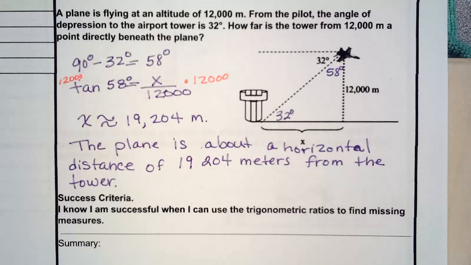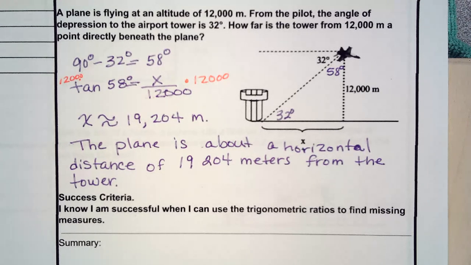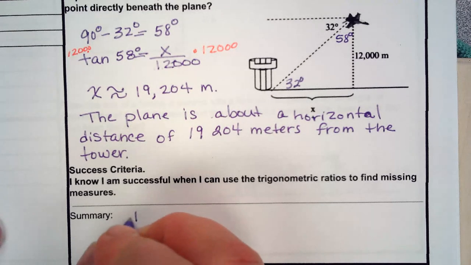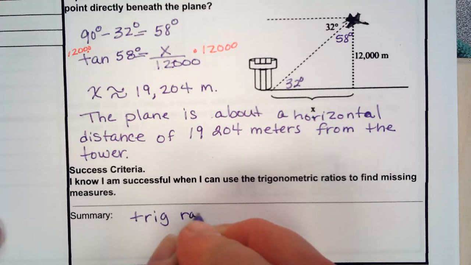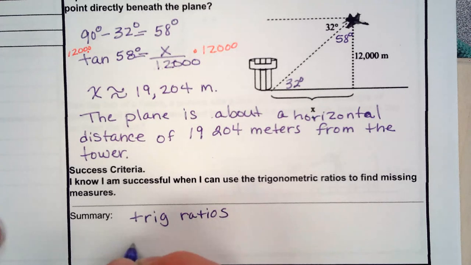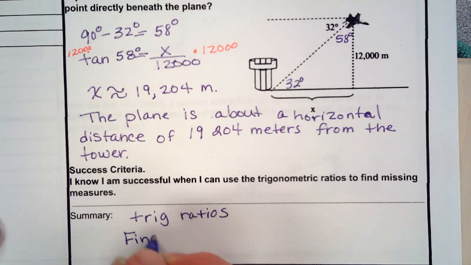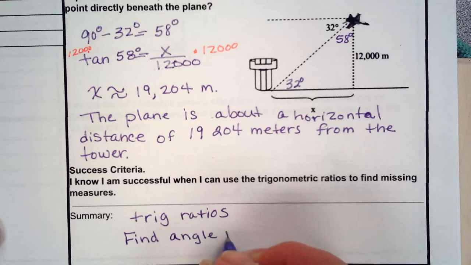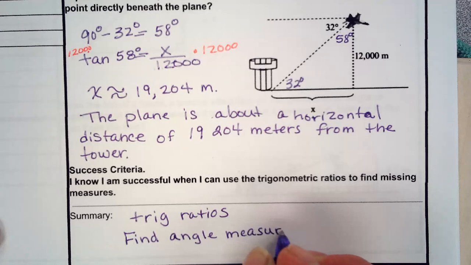So I hope you enjoyed doing the word problems. The last ones I did not highlight. If you're doing them on your own, I would suggest that you do, because it brings out what you need to be looking at. So how do you know you're successful? You know you're successful when you can use the trigonometric ratios to find missing measures. Those trig ratios and finding angle measures, we use the inverse button.